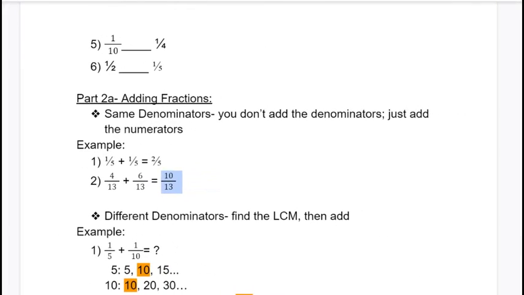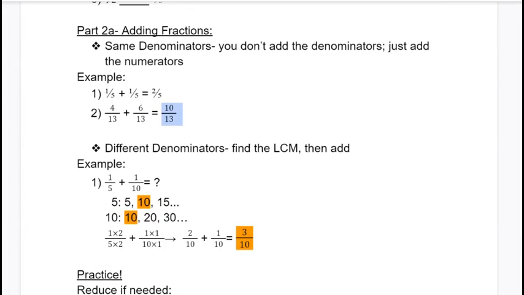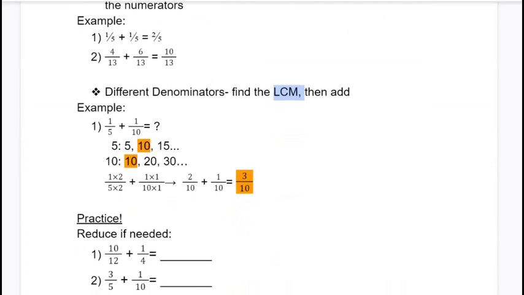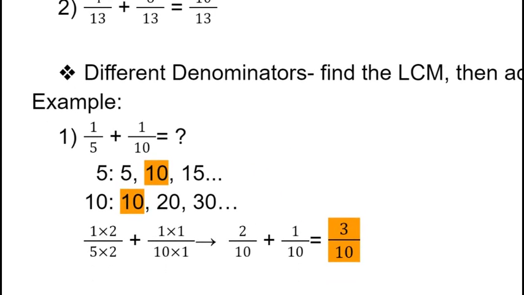But say you have different denominators. Then you have to find the lowest common multiple, just like we talked about right here, and then you have to add. Say we have this example, 1/5 plus 1/10. What's the answer? You list all the multiples of 5 and 10 to get the least common one. In this case, we have 10. That is the least common multiple of 5 and 10.